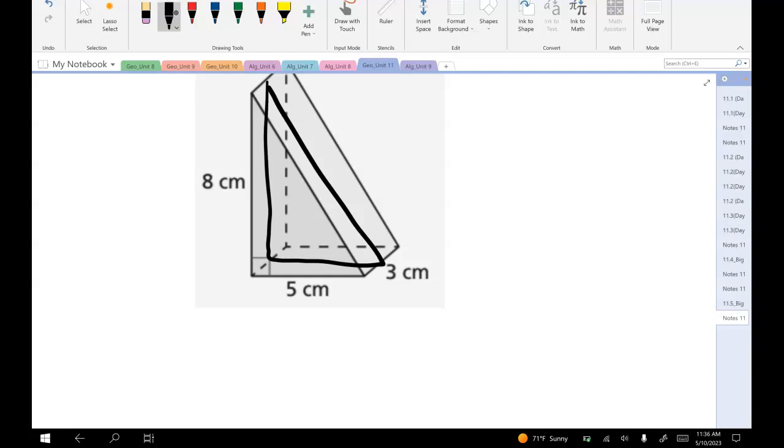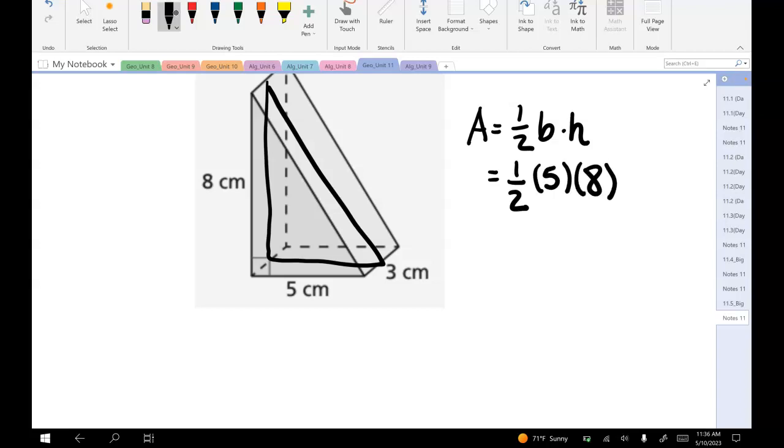So our area, or our B value, is the area of a triangle. So we'll say A is equal to 1/2 of our base times our height. Our base is 5, our height is 8, so this is 5 times 8. So this is 40 divided by 2, which is 20. So this has an area of 20 centimeters squared. Not cubed yet. 20 centimeters squared. Again, that's a halfway answer.